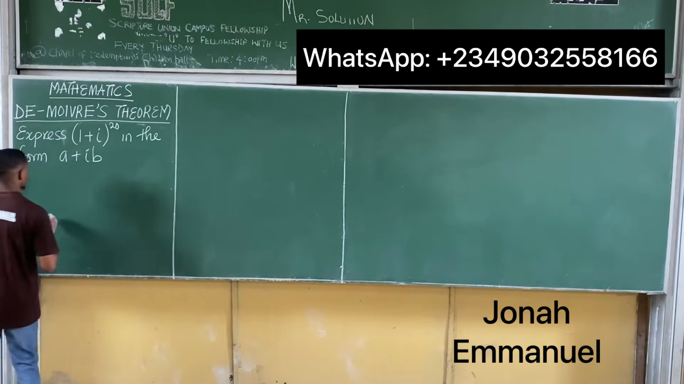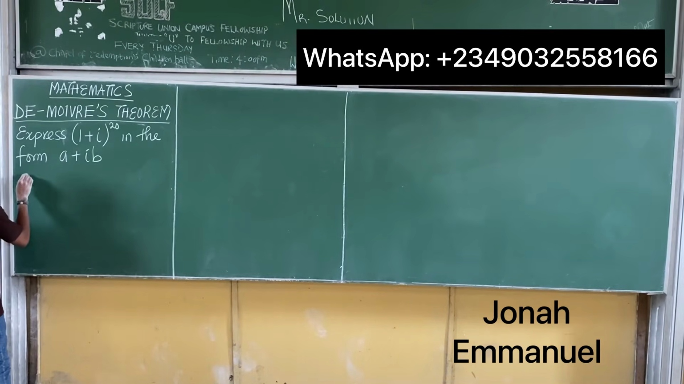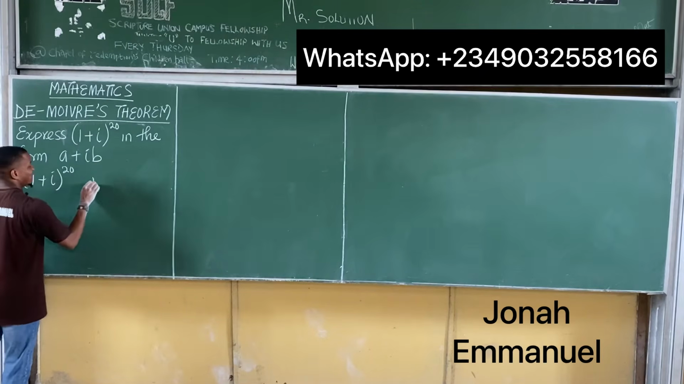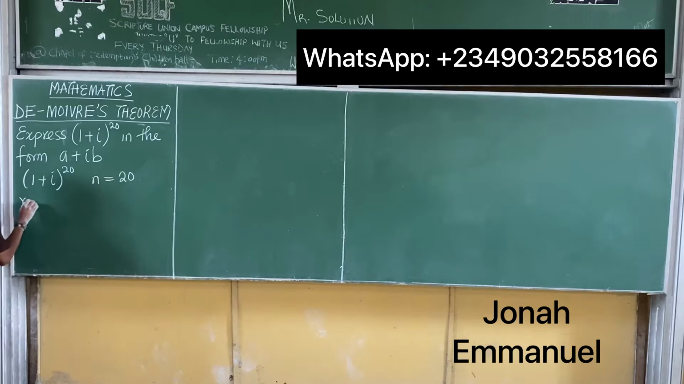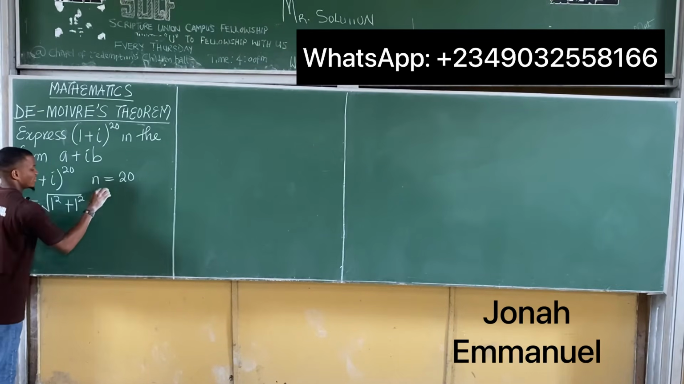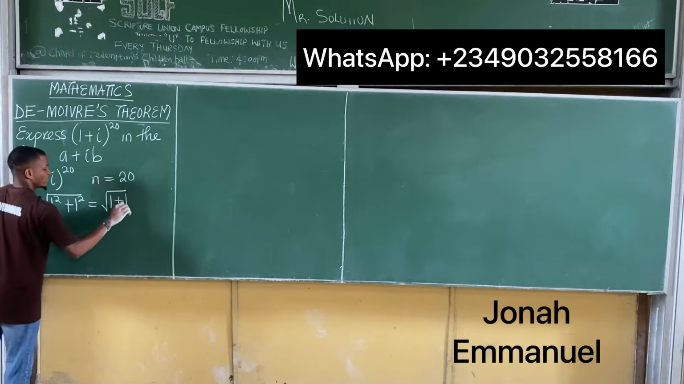So let's get r first. From here, of course, if I have 1 plus I to the power 20, it means that n is equal to 20. R is equal to the square root of 1 squared, plus the coefficient of I, which is 1, so 1 squared. So that's equal to the square root of 1 plus 1.